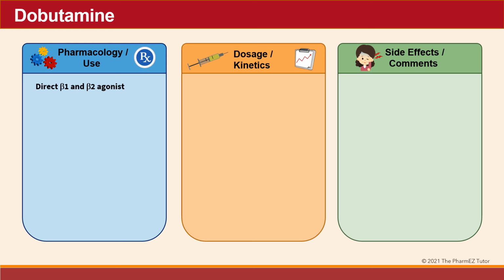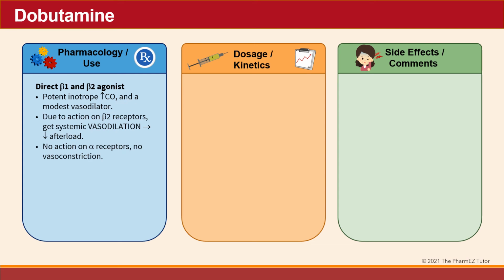Dobutamine is a direct beta-1 and beta-2 agonist. It's a potent inotrope that will increase cardiac output due to beta-1 effects, and it's a modest vasodilator due to its beta-2 agonist effects. So due to the action on beta-2 receptors, we get systemic vasodilation and a decrease in the afterload. There's no action on alpha receptors, so there's no vasoconstriction.